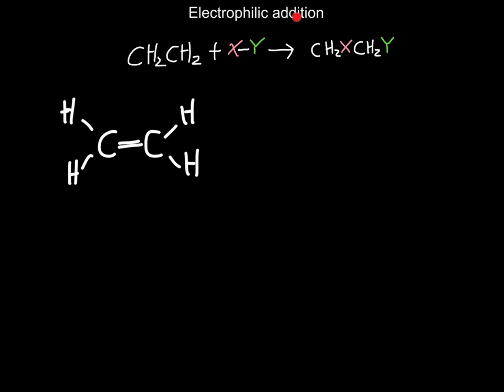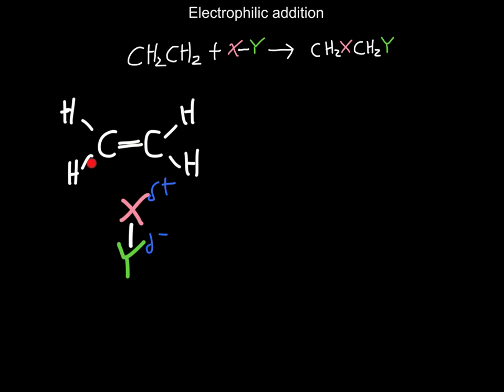It's addition because if you notice the overall equation, nothing's being removed. So there's nothing being eliminated, nothing being substituted. You're just adding stuff on. So X and Y are going to get added on. X and Y in this example are going to be polar. So X is going to be partially positive and Y is going to be partially negative. So that means that Y is the more electronegative element and X is the less electronegative element.